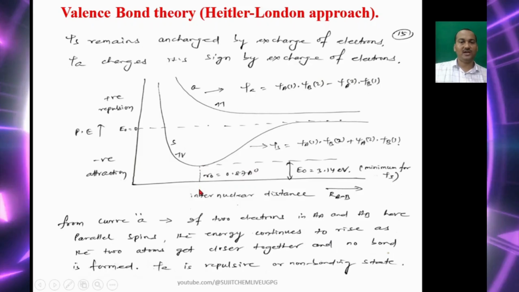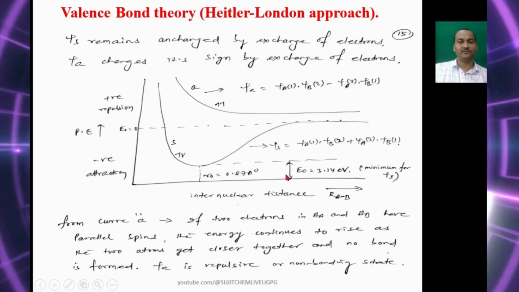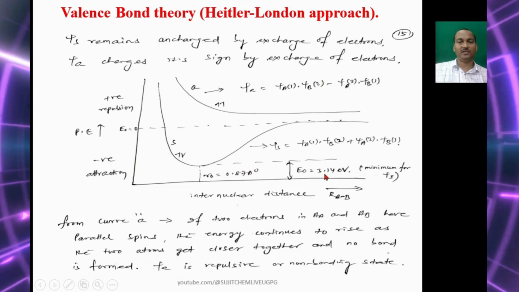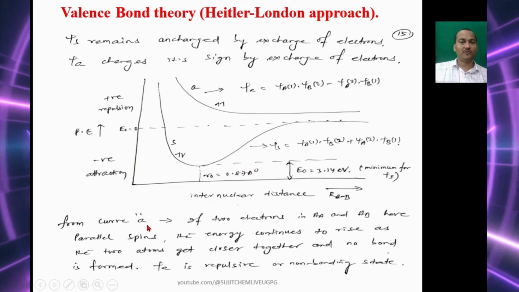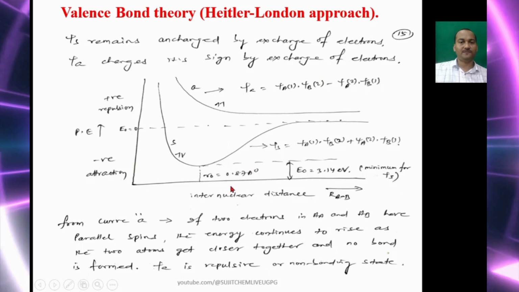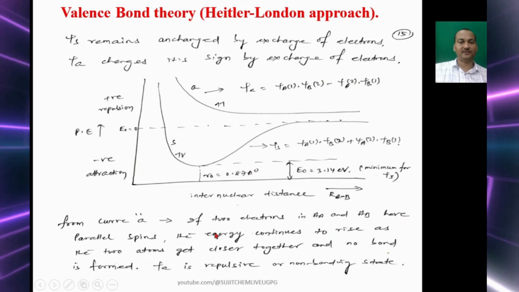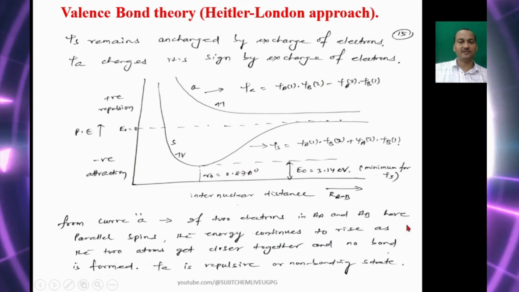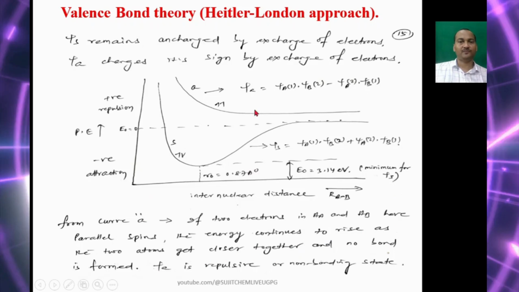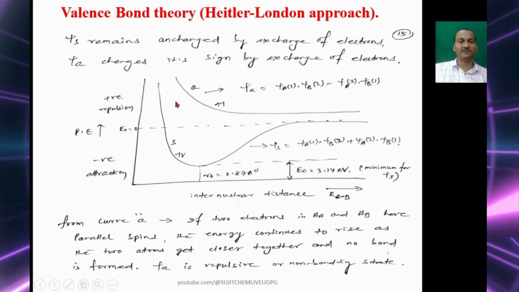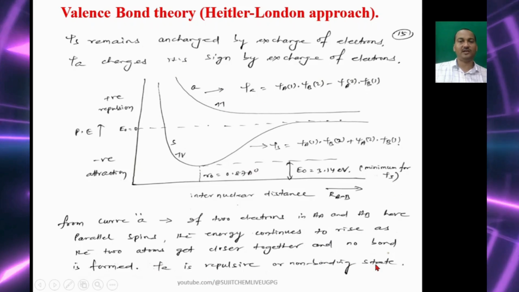Here the internuclear distance R0 is found to be 0.87 angstrom and E0 is found to be 3.14 eV. From curve A, the top one, if the two electrons in HA and HB have parallel spins, the energy continues to rise as the two atoms get closer together and no bond is formed. In the case of antibonding, no bond is formed, and psi A is a repulsive or non-bonding state.